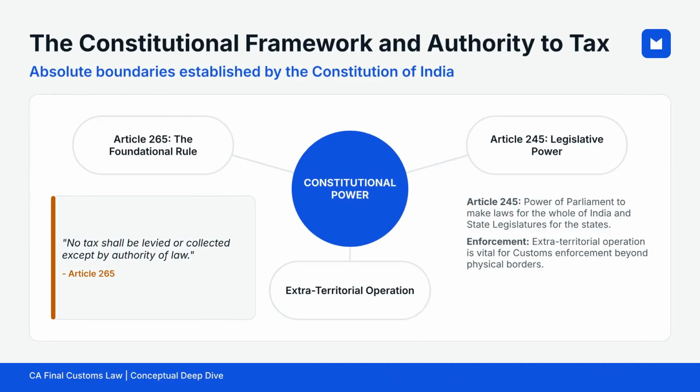Every tax in India must derive its authority from the Constitution. The most important provision is Article 265, which clearly states that no tax shall be levied or collected except by authority of law. Article 245 empowers Parliament and state legislatures to make laws within their respective jurisdictions. A unique feature is that parliamentary laws are not invalid merely because they have extraterritorial operation. This becomes extremely relevant in customs law, because international trade often involves transactions extending beyond India's physical borders. Therefore, customs enforcement and taxation are firmly backed by constitutional authority, ensuring legal validity and effective regulation of cross-border movement of goods.